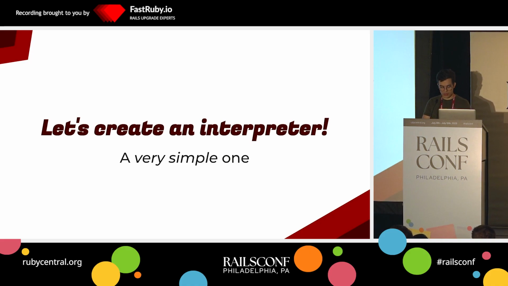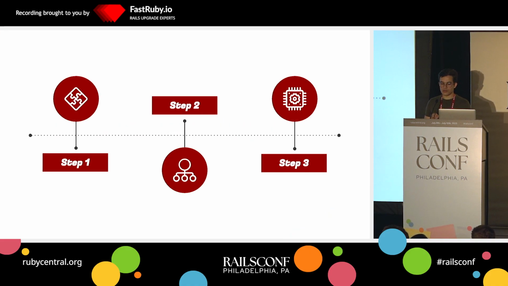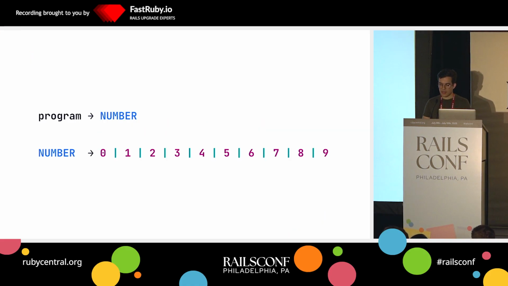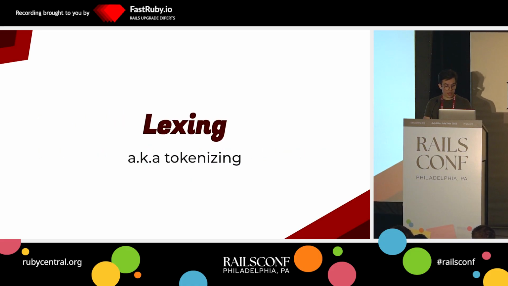So to understand all of this more deeply, we'll create an interpreter right now. It's a very simple one, but it does everything that a normal interpreter would do. I'll start by presenting the language. The language is very simple for now, but it will get increasingly more complex. At this point, our programs are just numbers. And by number, I mean a character from 0 to 9. That's the only thing that our language accepts.